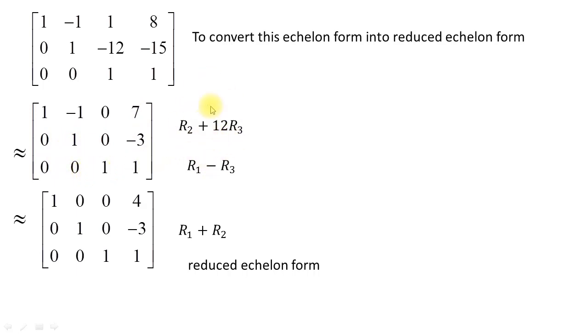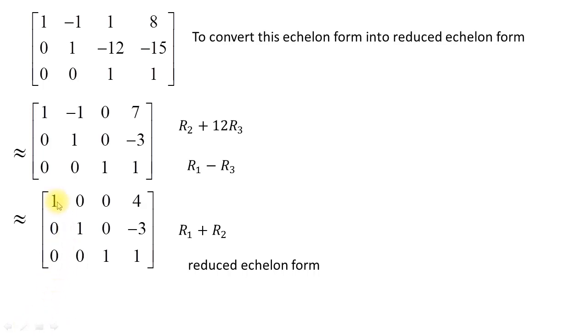After performing these two operations, multiplying 12 times of R3 to R2 and subtracting R3 from R1, we obtain this similar matrix. Now this entry should be 0. So for this purpose, add R2 with R1, and we obtain 1 0 0 4, 0 1 0 minus 3, 0 0 1 and 1.